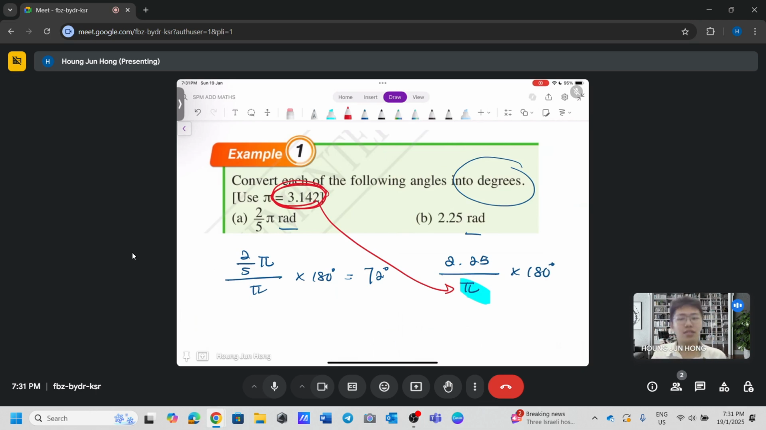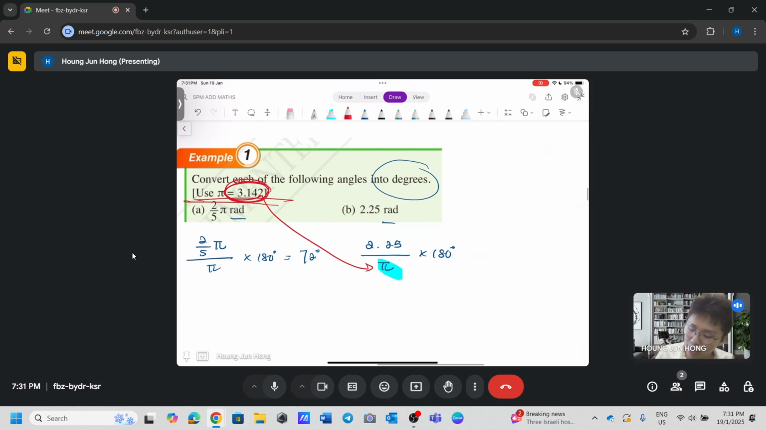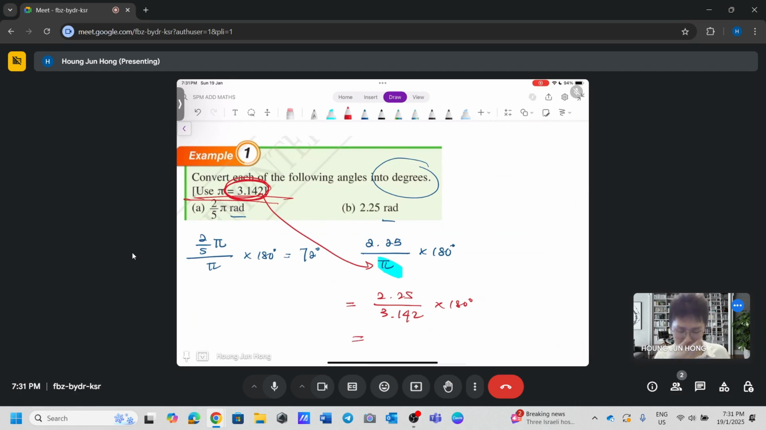And this can still be a wrong answer because sometimes the question is very particular with the instruction, that you should use their number, and by the calculation it must be this particular answer. So with that you can sub in 2.25 divided by 3.142, then do the calculation. After all the calculation, you should get 2.25 over 3.142 times 180 degrees, which is 128.9.